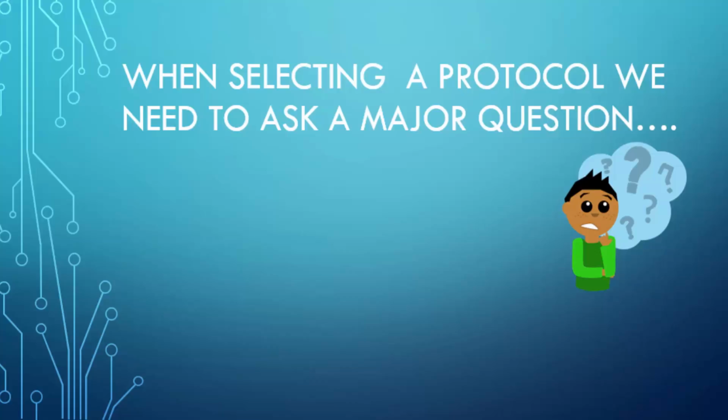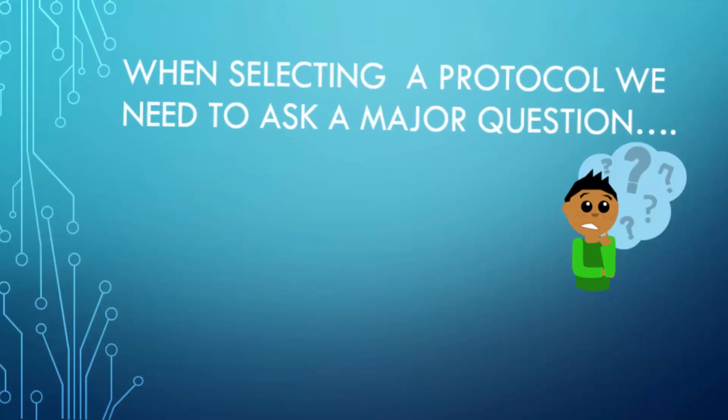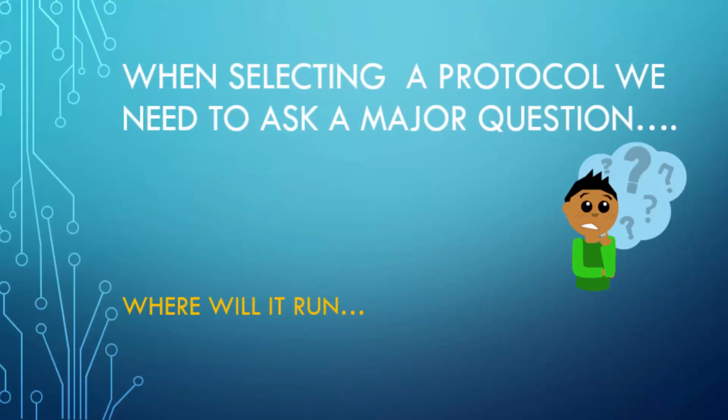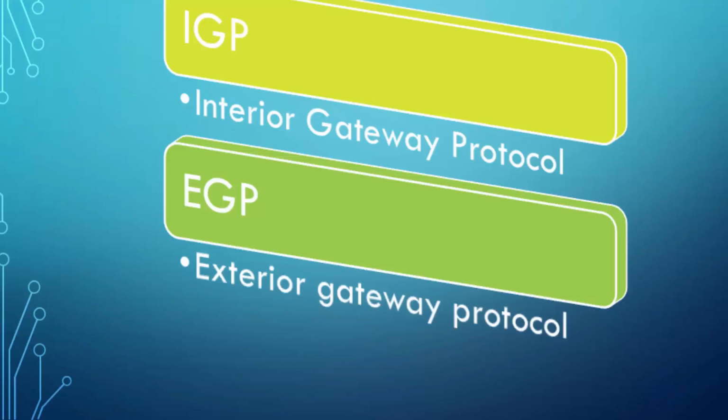One of the major questions that we're going to ask in selecting a protocol, the big question that we're going to answer ourselves when we choose between OSPF, EIGRP, and RIP, you know what it is, guys? Where will it run? We need to know where it will run, but first we need to understand very well two different concepts: IGP and EGP, Interior Gateway Protocol and Exterior Gateway Protocol.